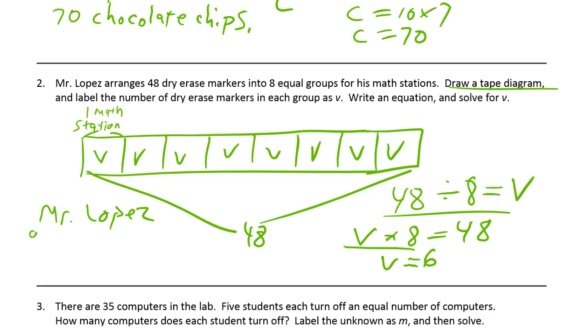Mr. Lopez gives each group 6 markers. Don't forget, we're not counting groups or math stations, we're counting how many markers are in each group. So he gives each group 6 markers.